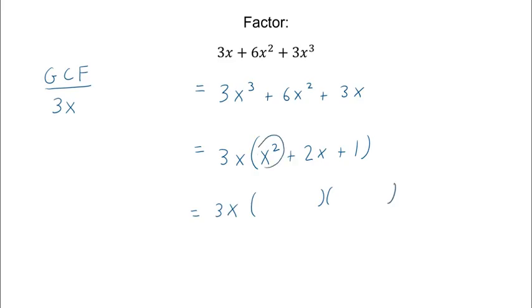To get the x squared, we must have an x and an x as our first terms in our binomial factors. Now we need two numbers that multiply to give us 1, but add to give us 2. Well, those two numbers are 1 and 1, because 1 times 1 is 1 and 1 plus 1 is 2. So the factorization of this polynomial is 3x times x plus 1 times x plus 1. Or another way to write that is 3x times x plus 1 squared.